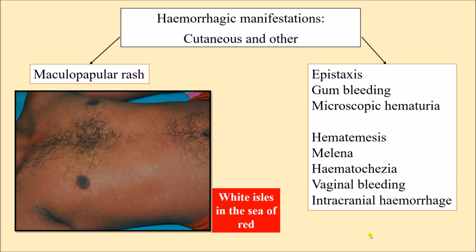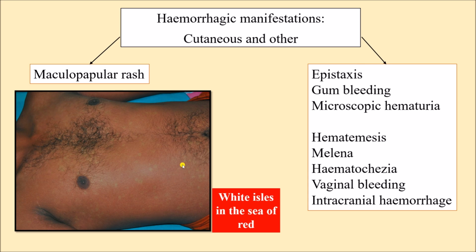These hemorrhagic manifestations can be either cutaneous or even in other parts of the body. In the cutaneous hemorrhagic manifestation, we can have the maculopapular rash, or sometimes we can also have the white islands in the sea of red. Now this terminology we explained in our previous video, but I shall once again discuss this in today's video as well. As you can see in this photo, the chest as well as the abdomen of this person appears red. Probably the arm and forearm are also the same appearance, but we cannot see.